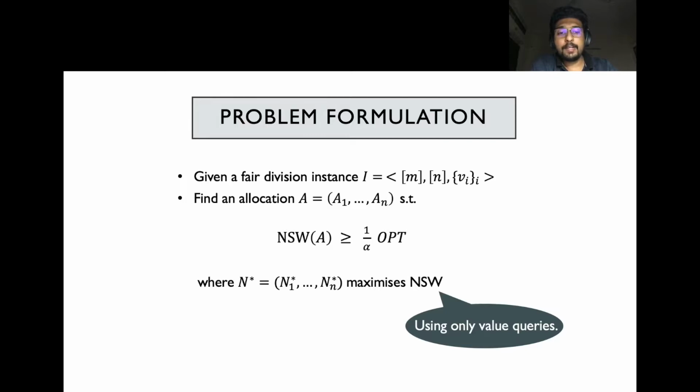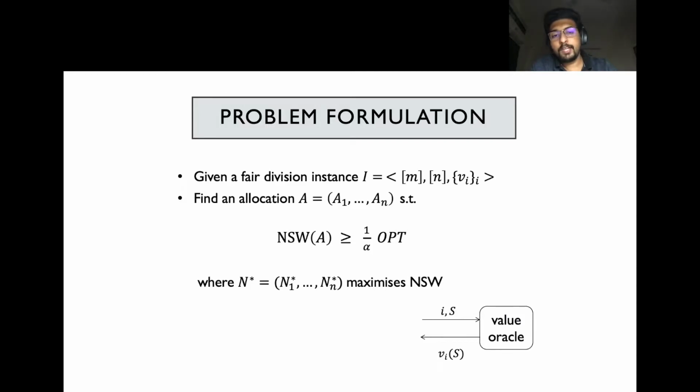To store these valuation functions, we need exponential space if we are storing the value of each subset of goods for all the agents. So we assume that we are given a value oracle which, when given the agent and the bundle, gives back to you the valuation that the agent has for this bundle. One can assume more powerful oracles, but we consider this simple oracle for our purpose.